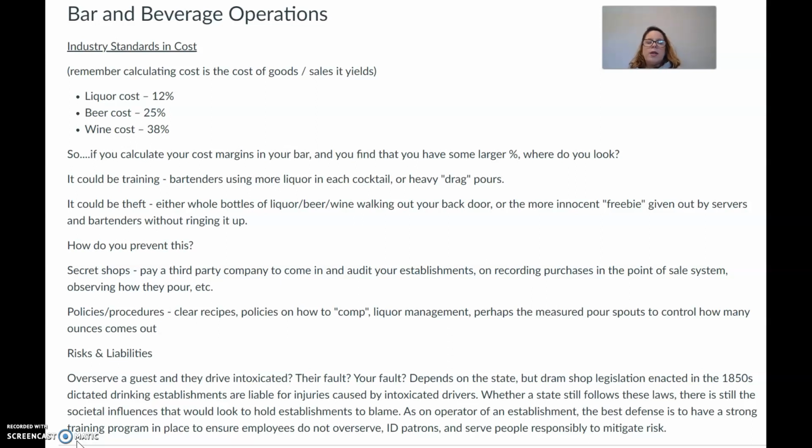Of course, drinking and driving is very serious. And so there are certain states that have laws where the bar could be held liable if someone gets in a car and drives and there's some kind of accident that happens afterwards. So all real things to consider.